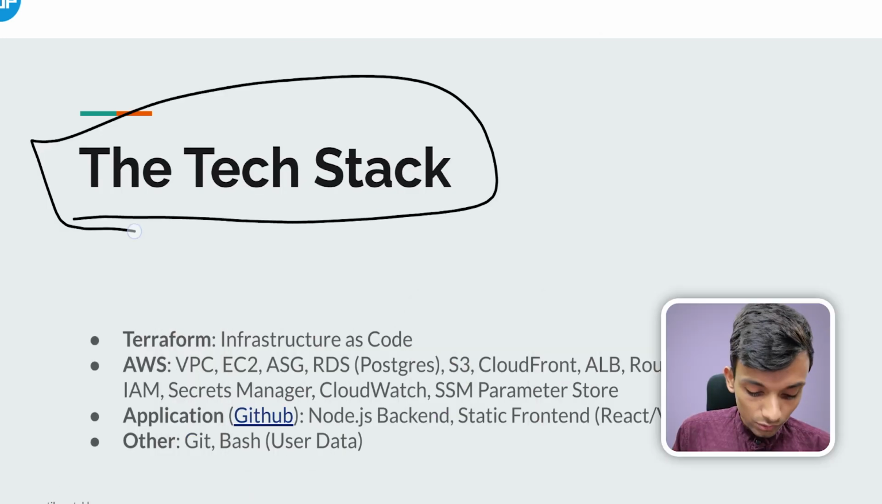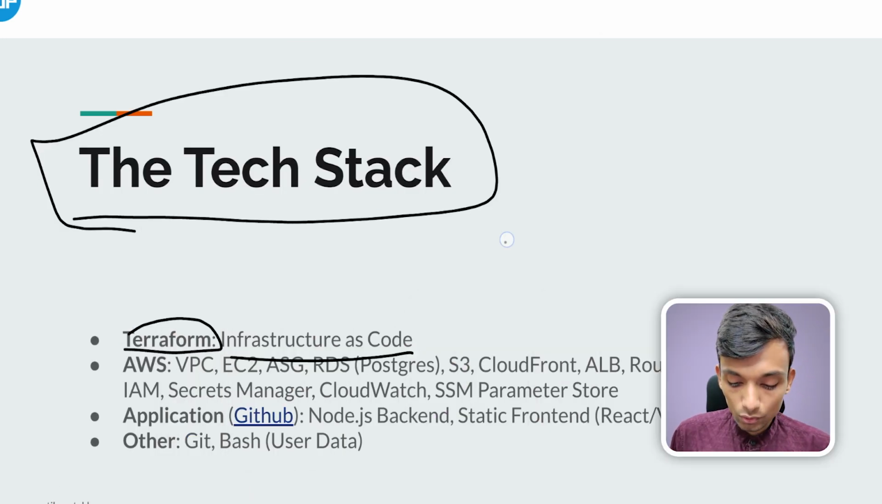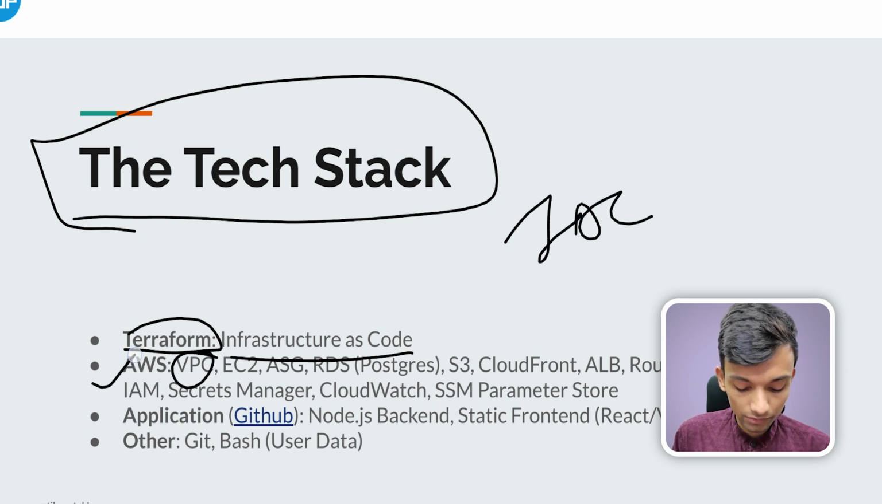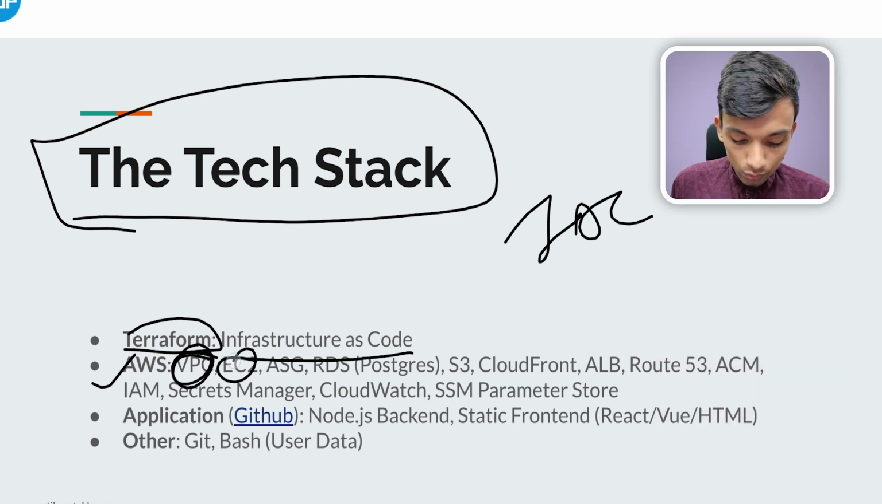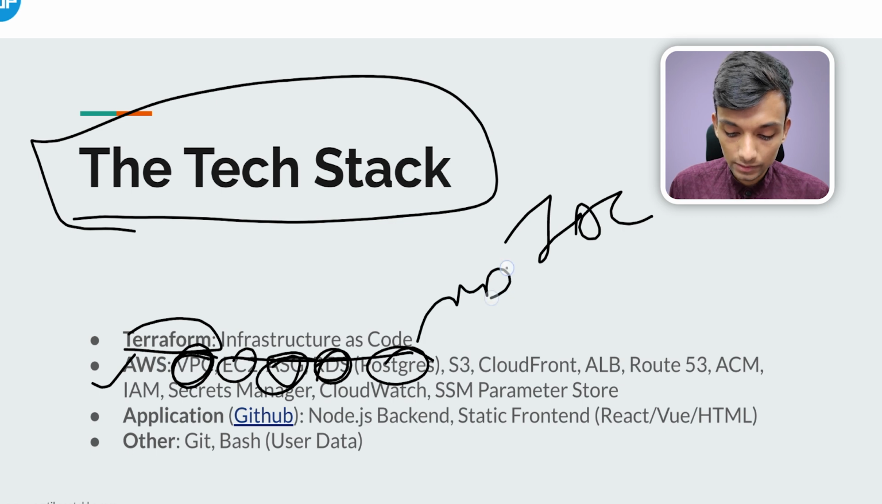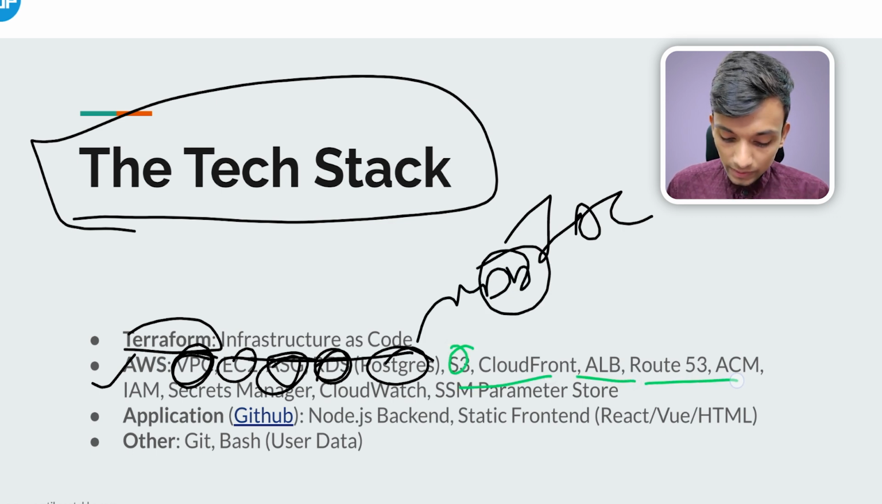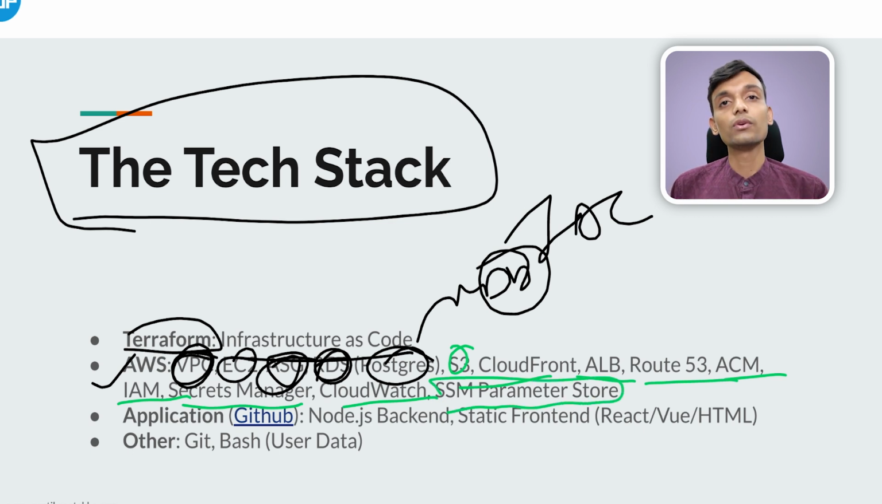So the tech stack we are using is Terraform, infrastructure as code. These are the AWS services. I am going to explain them when we use them or try to build our Terraform project. VPC, EC2, ASG (auto scaling group), RDS with Postgres as our database, S3, CloudFront, ALB, Route 53, ACM, IAM, Secrets Manager, CloudWatch, SSM Parameter Store. If you get free time, just go and Google it. You will get a rough idea.